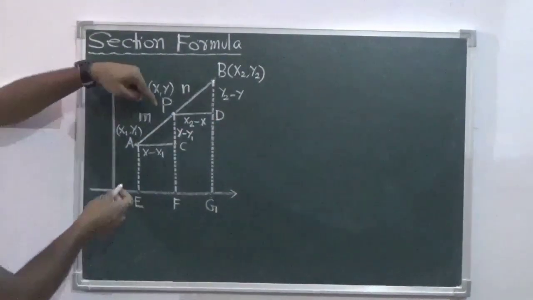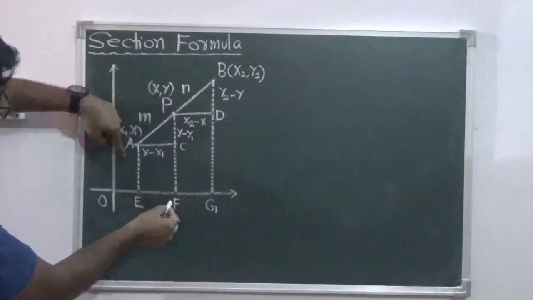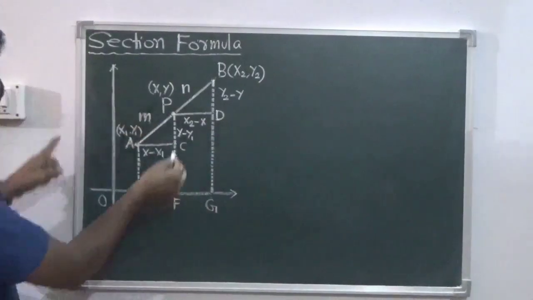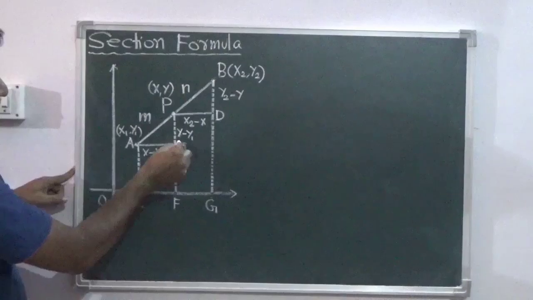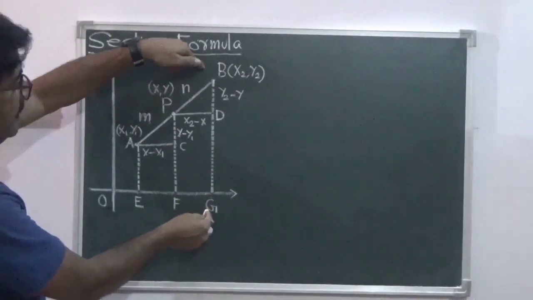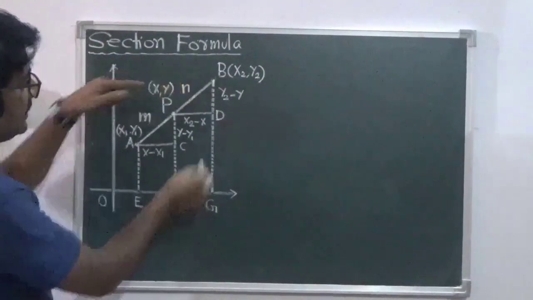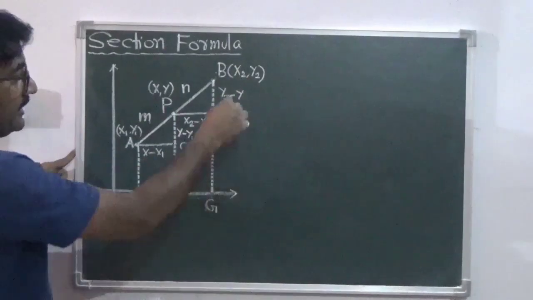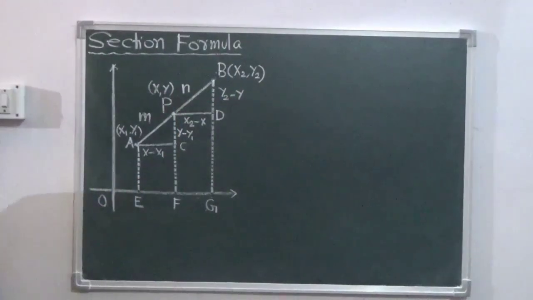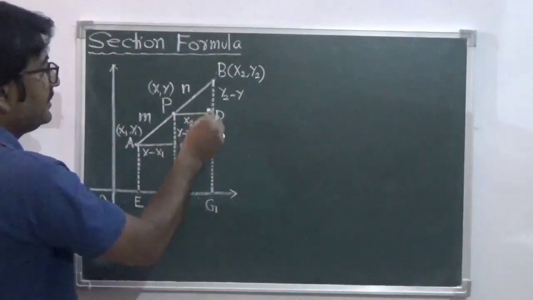Again we have here PF is y and AE, that is CF, is y1. So we have the length PC equals y minus y1. Similarly, we have BG is y2 and PF is y, that is DG is y. So BD is y2 minus y. Okay, is it clear? Now we have two triangles here, that is ACP and PDB.